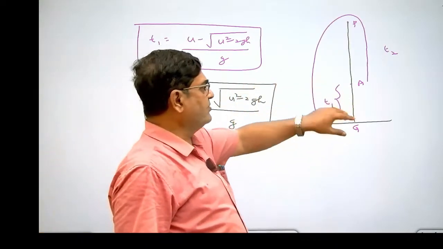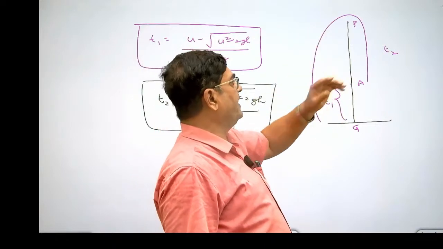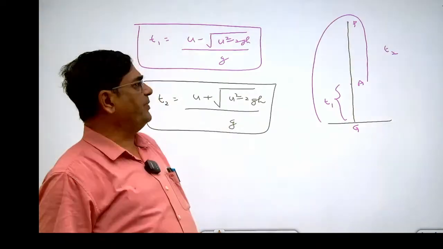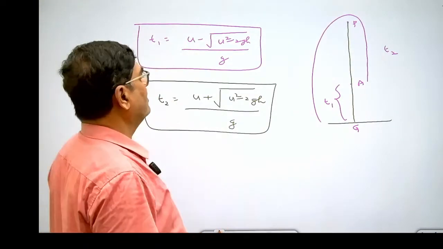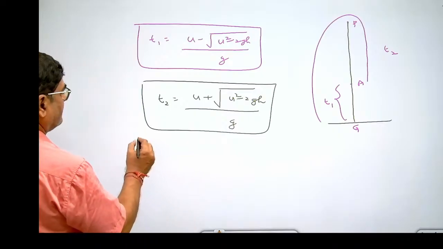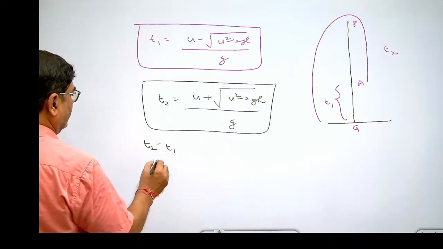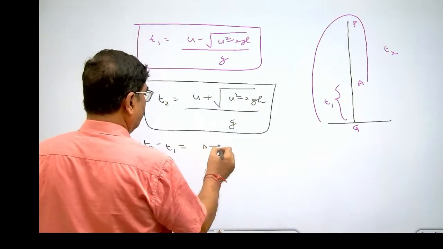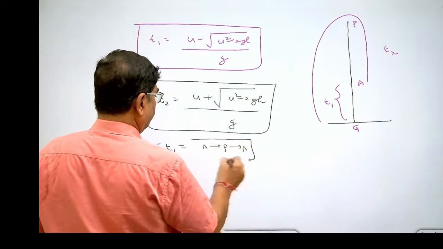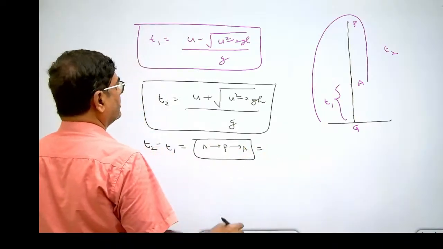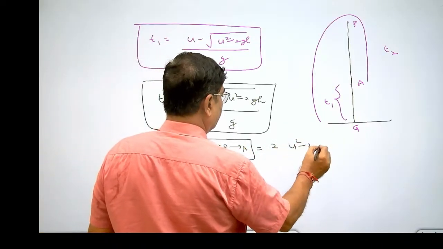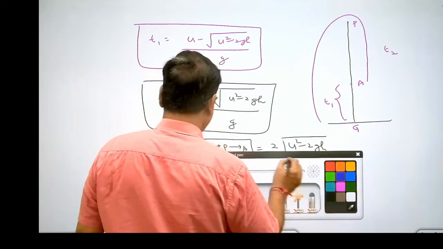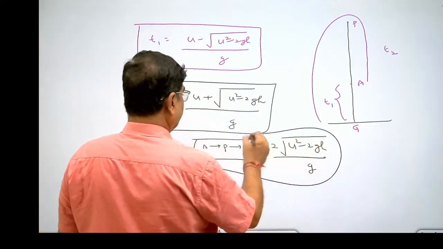See, this is T1, from G to A. And G to A to P and P to A, this is T2. Now, what will be the time taken by the particle from A to P? If you take the difference of times, T2 minus T1, this will give you the time from A to P and P to A. This is equal to 2 under root u square minus 2gh upon g. This is T2 minus T1.